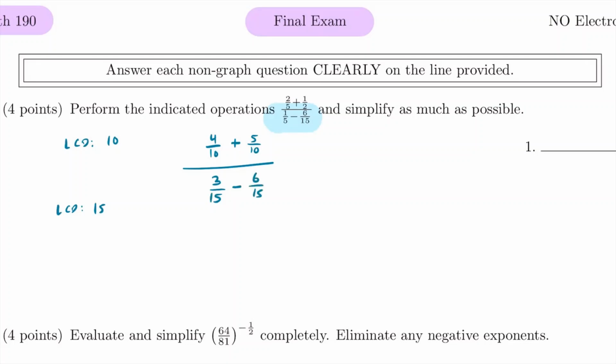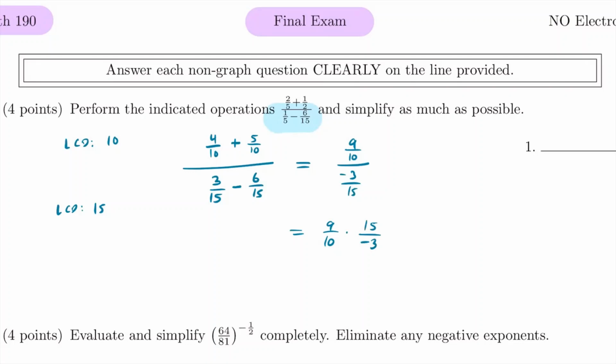All right. So now if you combine the top, that will be 9 over 10 divided by 3 minus 6, that would be negative 3 over 15. And now we can do 9 over 10 times the reciprocal of the bottom fraction, negative. You could put the negative on the bottom, doesn't really matter. So I'll just write 15 over negative 3 to keep it consistent. And now we can simplify this.